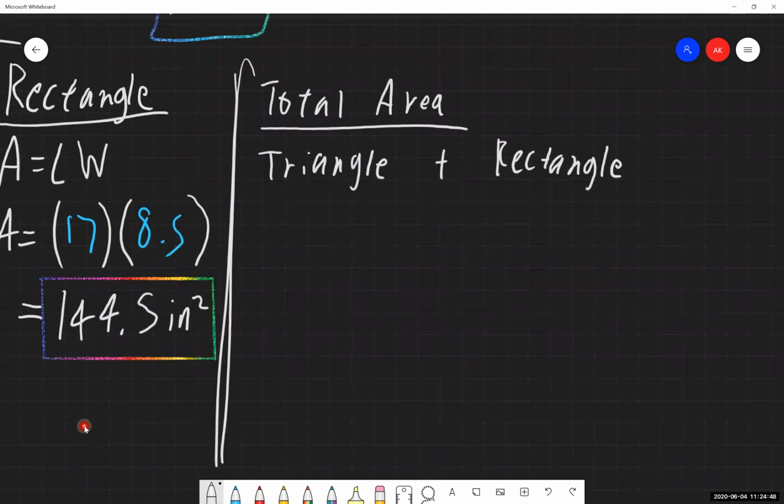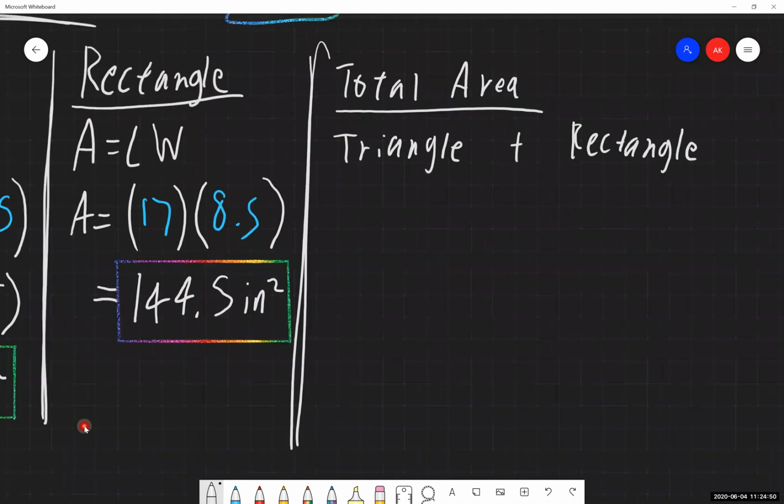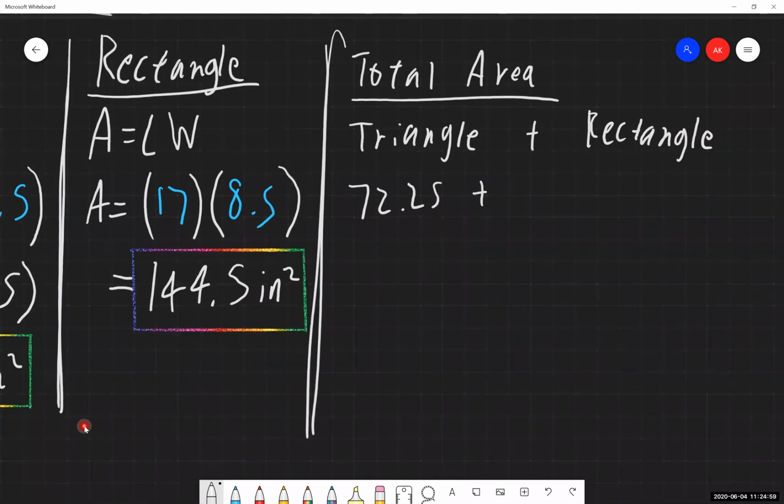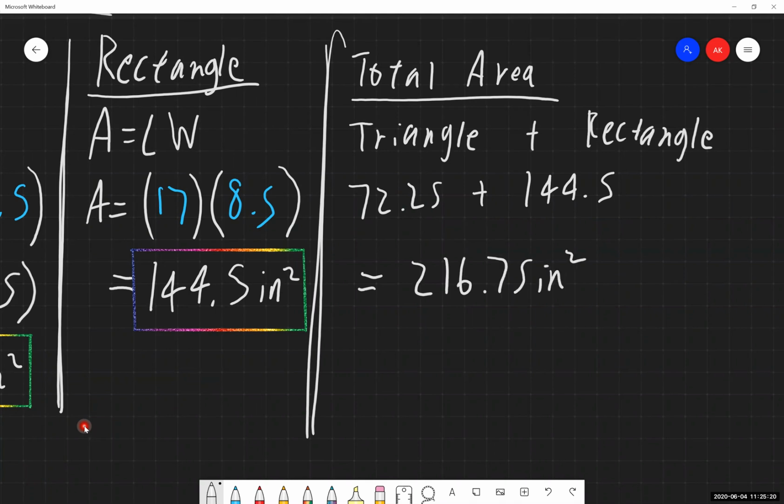So the area of the triangle was 72.25 plus the area of the rectangle was 144.5. Add those together, and again, apply your calculator with that. That's what I'm doing. And I am getting the result of 216.75 square inches.